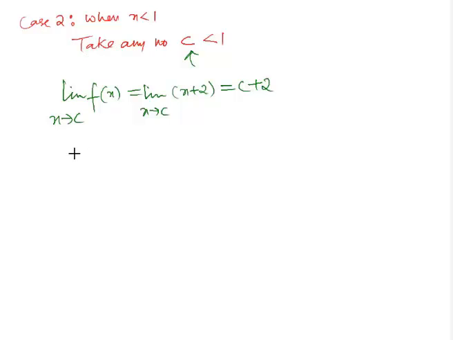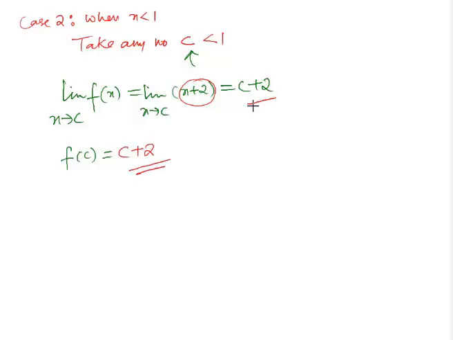Okay, next we have to find the f of c value. Since c is less than 1, we have to take the function as x plus 2. And since the x value should be taken as c, the function value will be c plus 2.